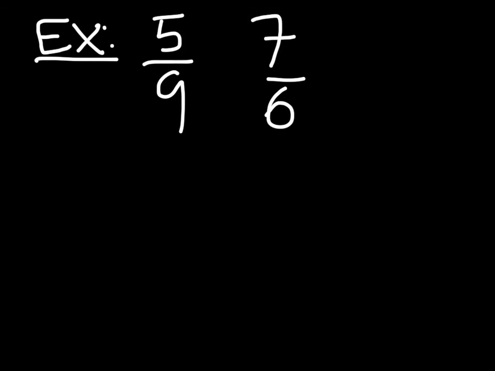5. 5, sure. 5, 9, 7, 6. Okay. All right. Now here's the thing, this example is going to have a negative and a minus. Like this, all right? So notice this is subtraction.